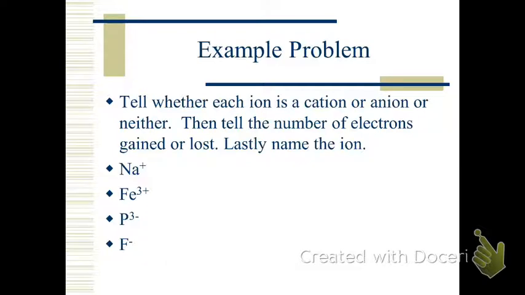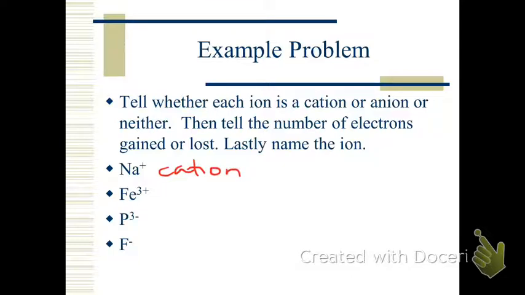This next slide gives us some examples to work through, and you have some of these on your worksheet. The first thing it's asking you to do is tell whether each ion is a cation or anion, or neither, and then tell the number of electrons gained or lost, and then lastly name the ion. I'll try to write them in there, but I'll also put the actual screen up so you can read them. So the first one, it's a positive sign, so that makes it a cation.